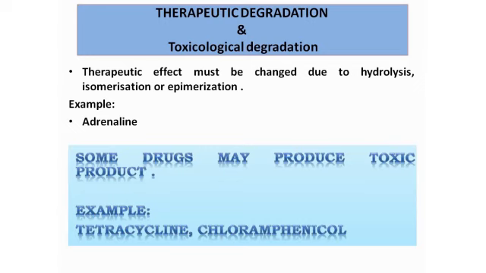Some drugs may produce toxic products also, which is known as toxicological degradation. Examples are tetracycline and chloramphenicol. These two drugs generally produce toxicological products upon degradation. So this type of degradation is known as toxicological degradation.